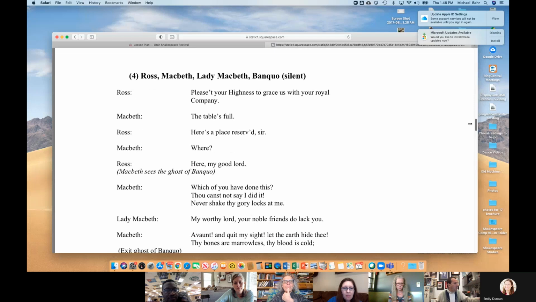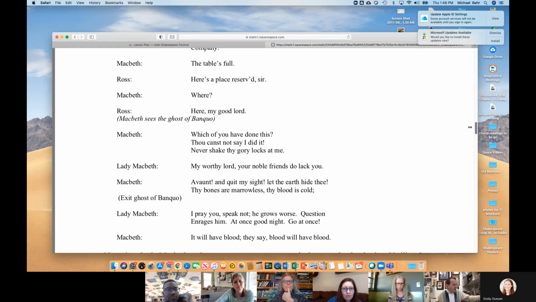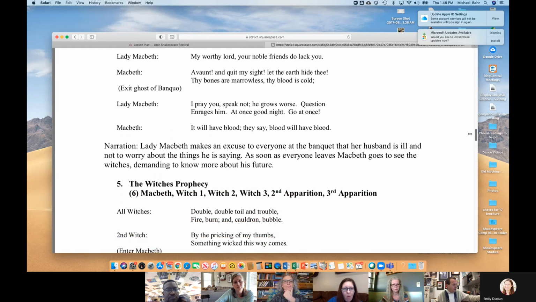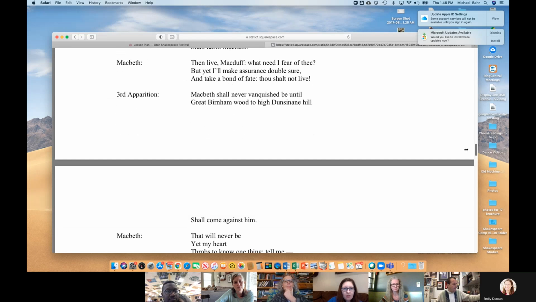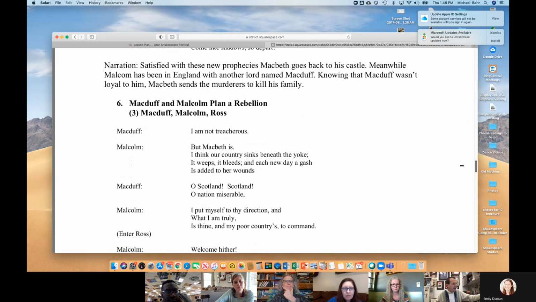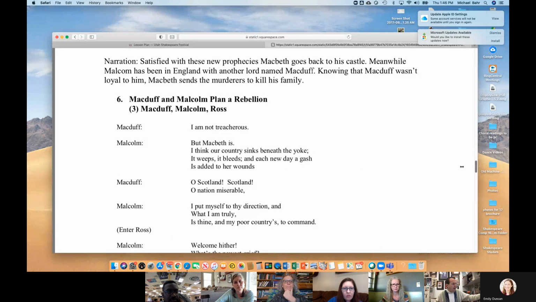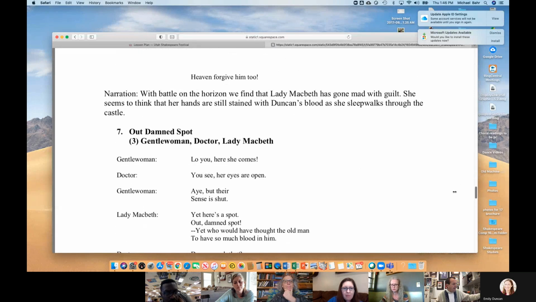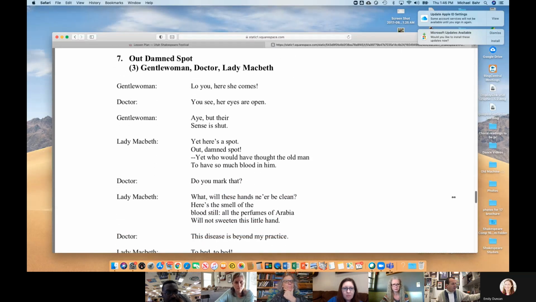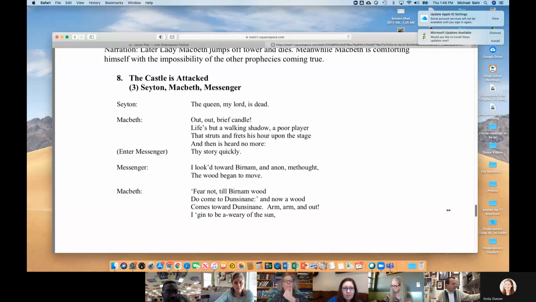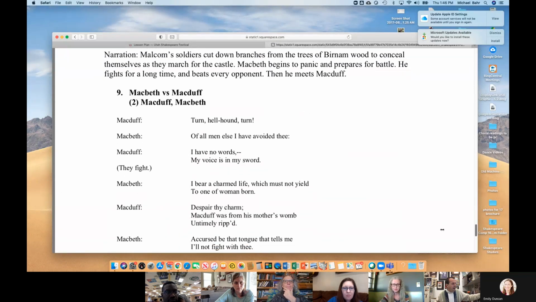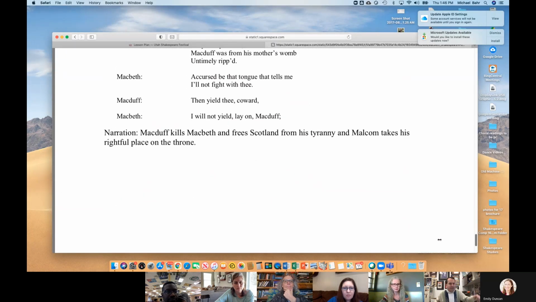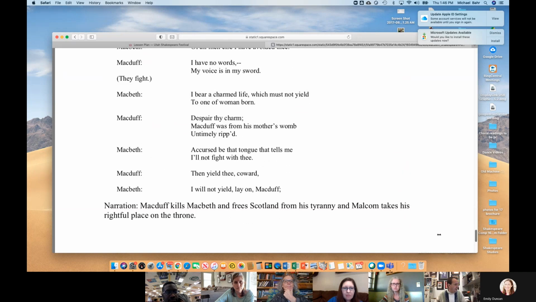We're fine. So we got 4 characters. It could have 5 in it. And there's the Banquo ghost appears. 5, the witches' prophecy. Double, double, toil and trouble. They come up and they appear. And then we have the next scene. Macduff and Malcolm plan a rebellion to go in and fight. And then Out, damned spot, there's 3 people right there. The castle is attacked. They come and do that. And then we have the final turn, hellhound turn. And then they finally vanquish and get the whole scene, okay?